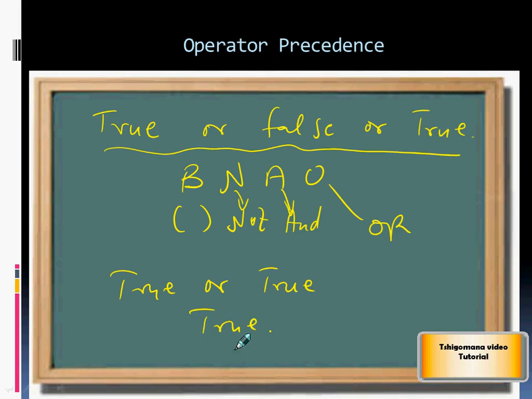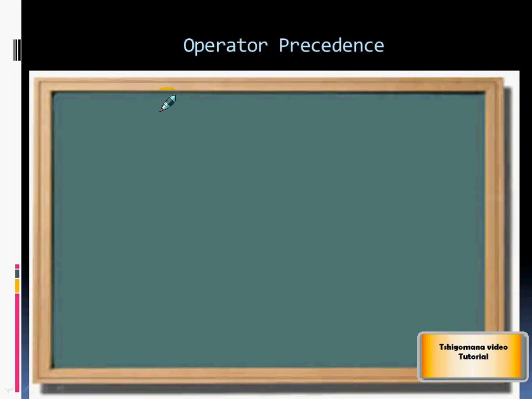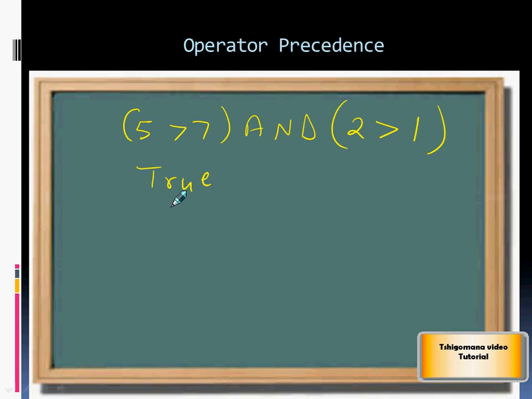Let us continue. Now let us say for example we have 5 greater than 7, and 2 less than 1. 5 greater than 7, the answer is false. And then we have and, 2 less than 1, the answer is false. False and false, the answer is false.